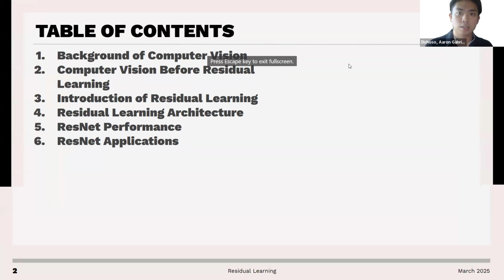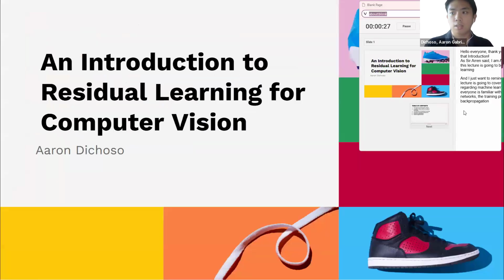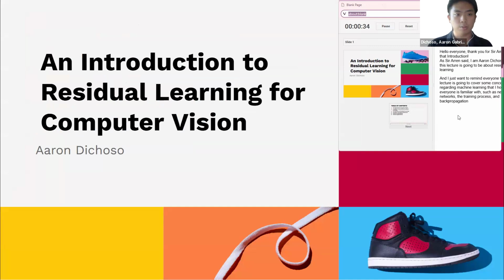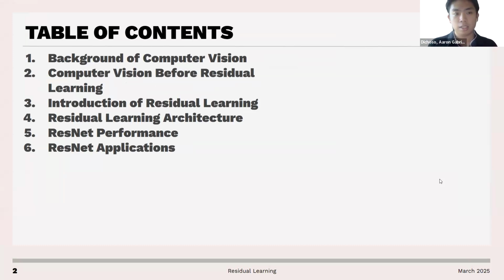Hello, everyone. So once again, thank you, Sir Aaron, for that introduction. And as Sir Aaron said, I'm Aaron Dichoso, and this lecture is going to be about residual learning. And I just want to remind everyone that this lecture is going to cover some concepts regarding machine learning that I hope everyone is familiar with, such as neural networks, the training process, and most especially backpropagation and the math behind it. So this lecture is going to cover just what residual learning is and the background of computer vision before residual learning was ever introduced, and then how it came about, the architecture behind it, the performances that were gained during that research, and finally the applications of ResNet or residual learning networks.